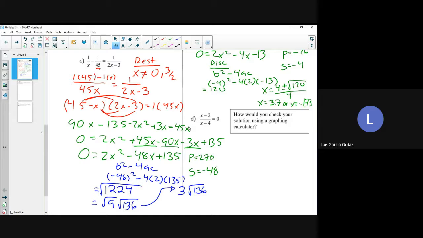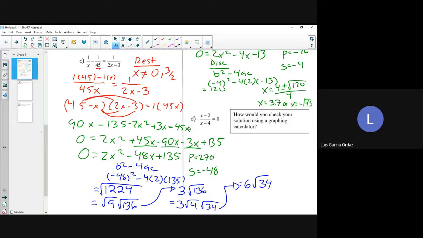Can 136 be divided by a number with a perfect square root? Probably 6. Nope. 7. Oh, is that right? 4. Oh, 4, that's close. Yeah, this can also be divided by 4, so we can simplify it even further. So we get 3 times root 4. And what's 136 divided by 4? 34. And that simplifies to 6 root 34.